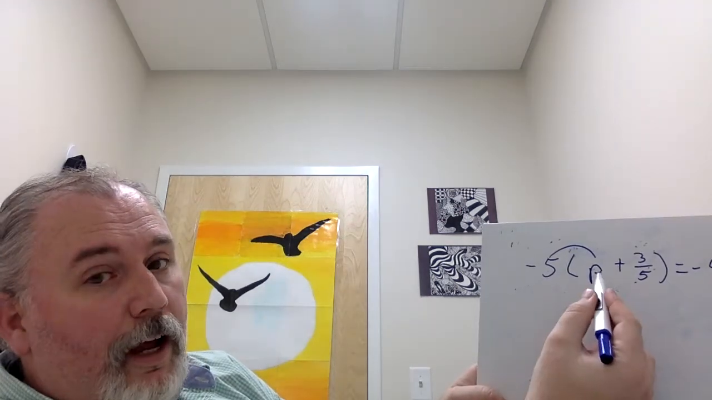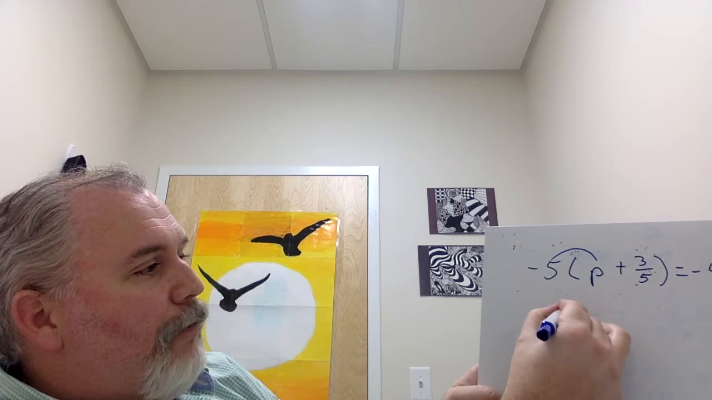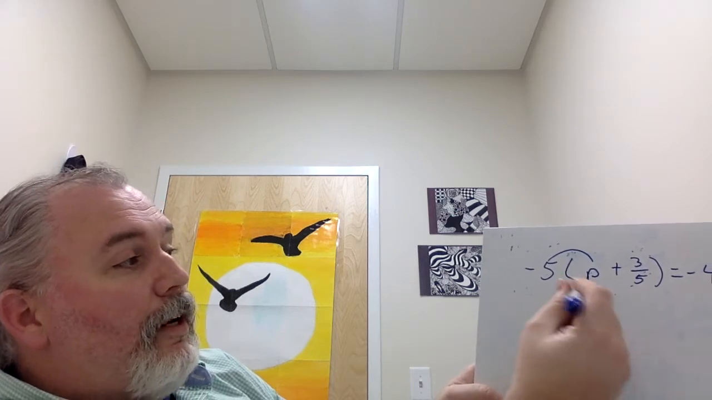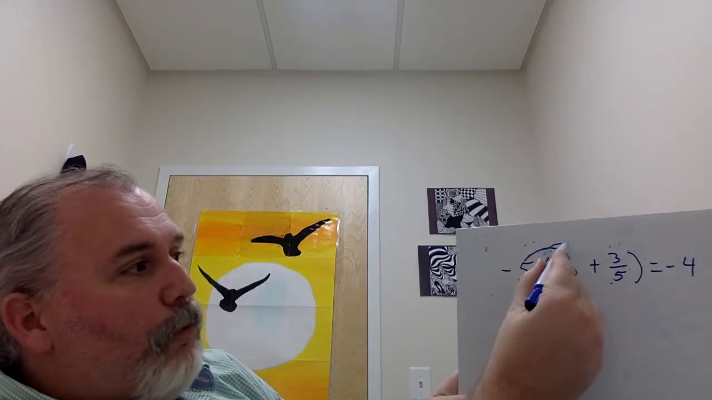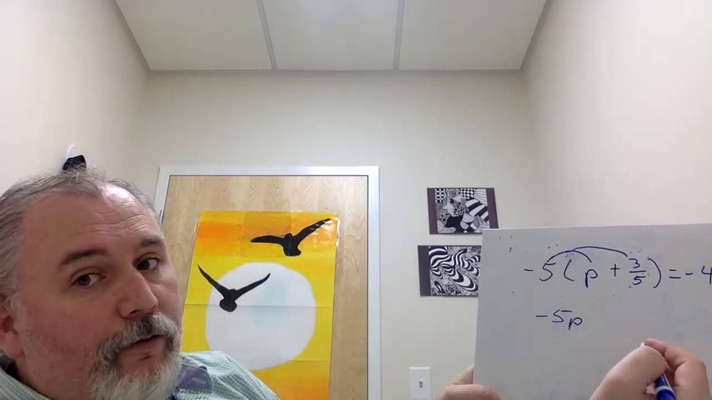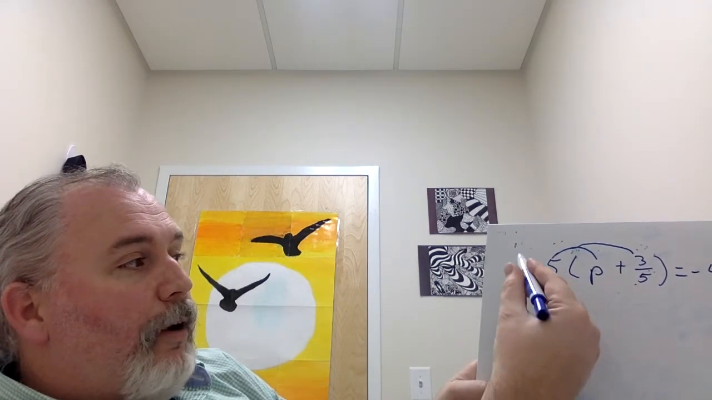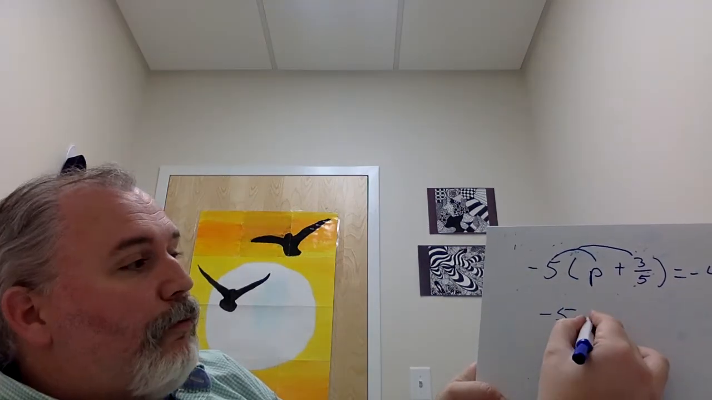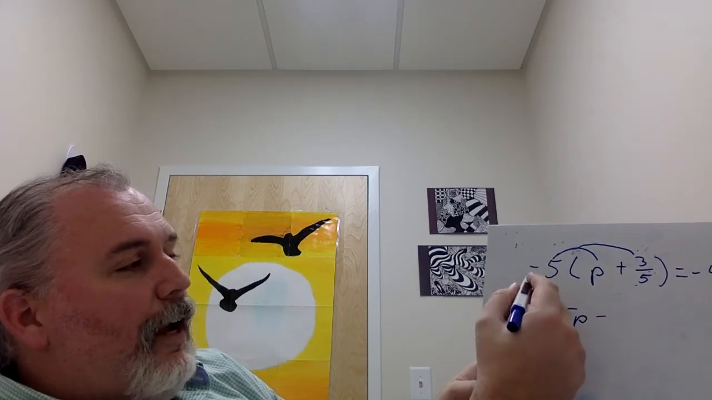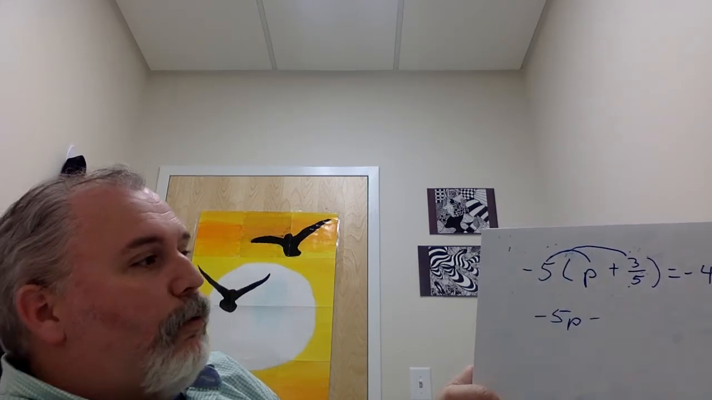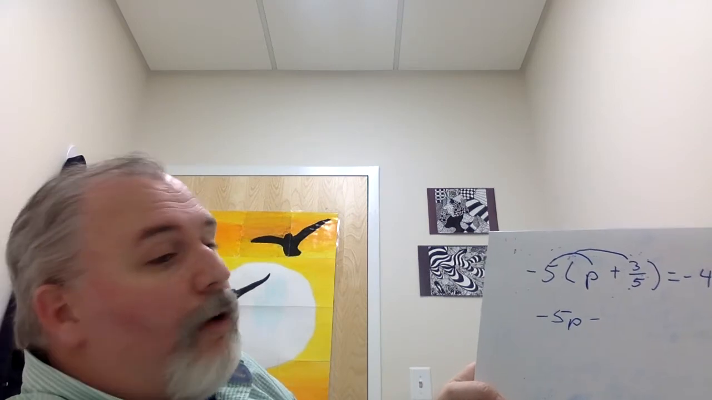Negative 5 times p gives me negative 5p. Then I'm going to take the negative 5 and I'll multiply it by a positive 3/5. And remember, a negative times a positive will give me a negative. And negative 5 times 3/5, well, we can use our calculator to help us out on that.